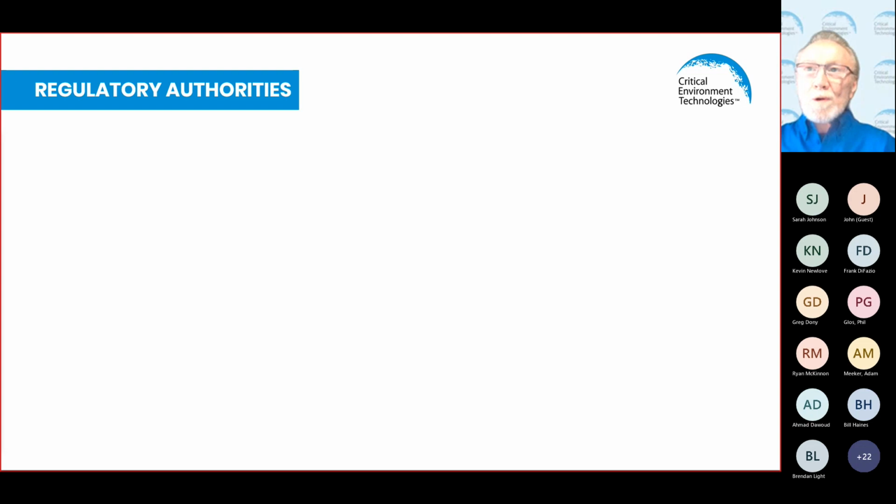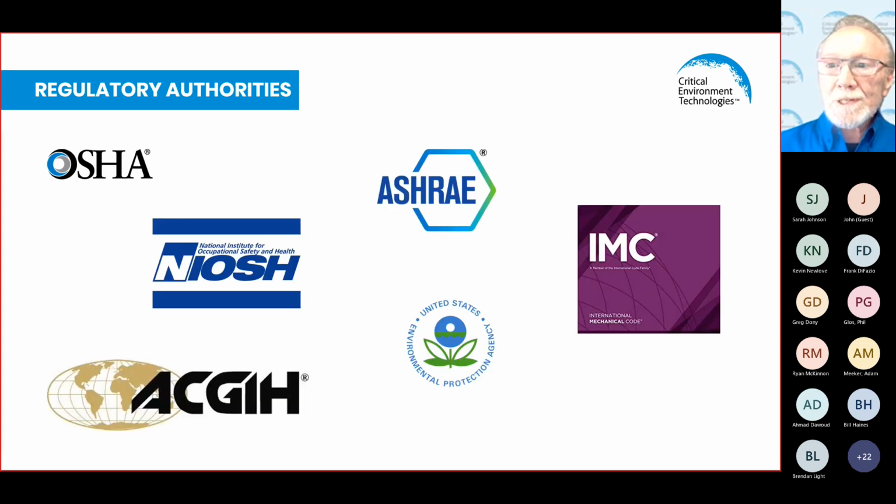More and more, the regulatory authorities are getting involved. I equate the gas detection industry to the fire detection industry in that they both protect building envelopes, the people in the building envelopes, or the building envelope from blowing up or burning down. And the regulatory authorities that are involved range from OSHA to NIOSH to ACGIH, Canada's equivalent of all of these different organizations, ASHRAE, the International Mechanical Code, and the environmental protection agencies in the various jurisdictions where we operate.